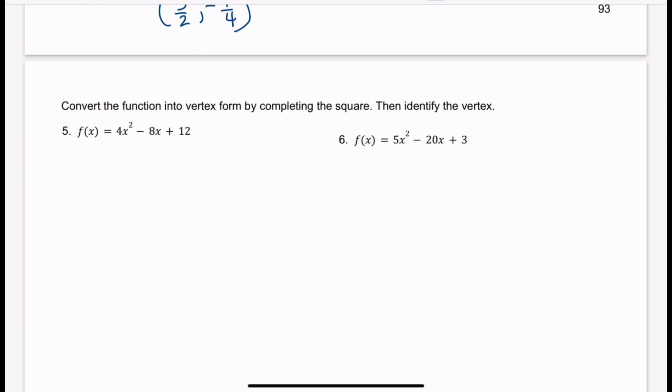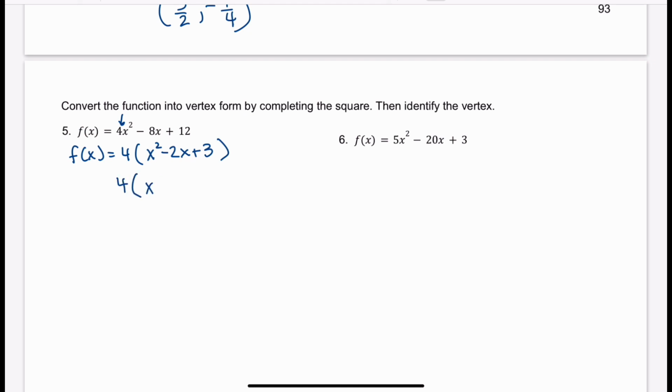Number 5 is harder because we have a 4 here. But if you look, 4 divides evenly into all of the pieces. So we are just going to factor out a 4 out of this equation. I have x squared minus 2x plus 3. Now we're going to do the same thing. We're going to just kind of ignore this 4 for a minute and pretend that this is all we have in this equation. So we pull out the 4.